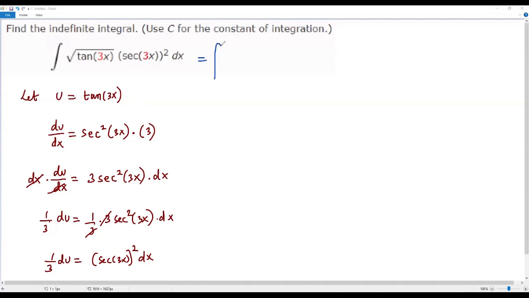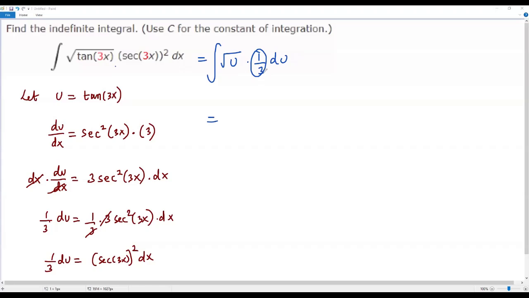So it is equal to integral square root of. For this tangent 3x, we can substitute u. Then for this stuff, we already got that it is equal to secant of 3x the whole square dx, that is 1 over 3 times du, that we can write over here. Now, this is a part which contains the variable, and this complete variable part is multiplied by the constant 1 over 3.